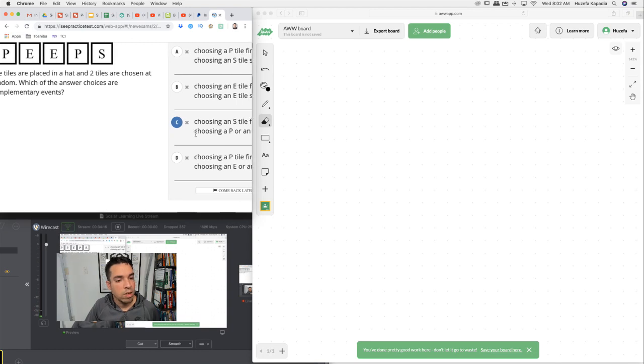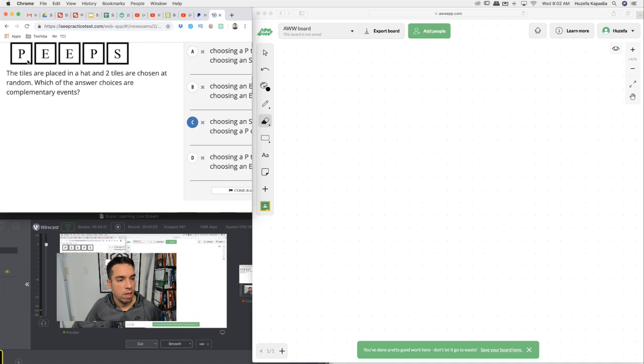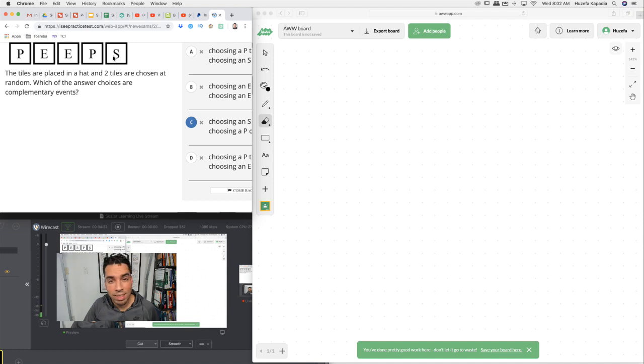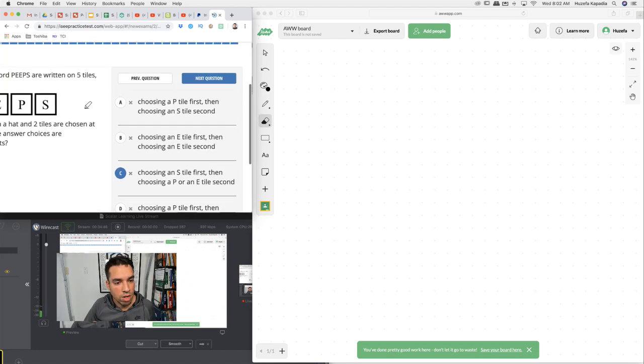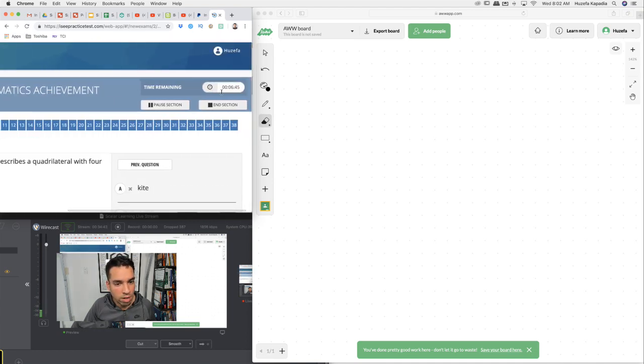this one. It's C. Because choosing a P first, there's 2 P's to choose from. So in this case, I could choose this P, and then I can either choose S or E, so I can only cover these 3. I'm excluding that other P. In this one, since there's only one S, I'm choosing this S for sure. Then they're saying a P or an E. It could be this P or this P or this E or this E. So I'm covering all the different outcomes. Hence, those are complementary events, together covering the entire universe of outcomes.